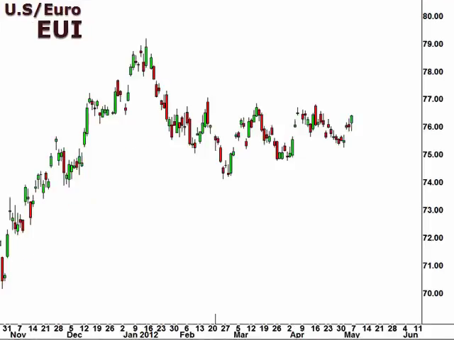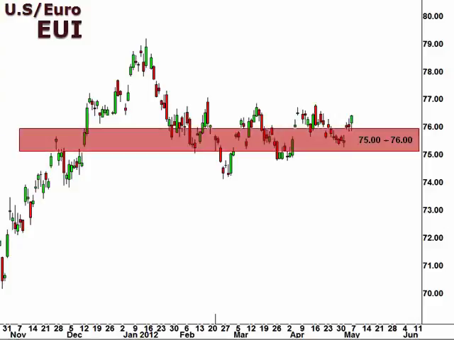Let's take a look at the EUI, the US dollar versus the euro. The EUI bounced from a test of support at 75.76. 77 is a short-term resistance level, and a break of this level should confirm a more significant move higher.